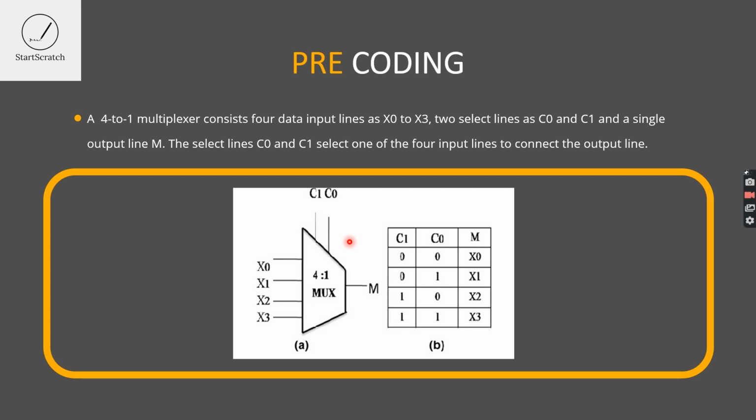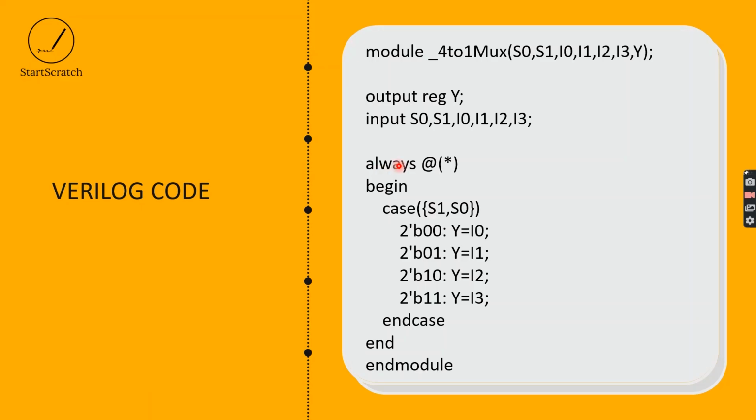Now let's move to the coding part. In the coding part, I declared _4:1 multiplexer as my module name. Here you may have a doubt why I introduced an underscore before the module name. It is because 4 is a numeric value, which should not be the first digit of any module name, so I introduced the underscore so that it won't be a problem for simulation.